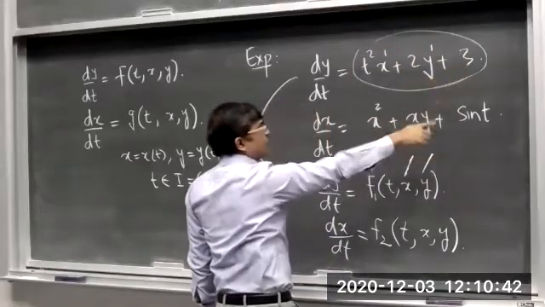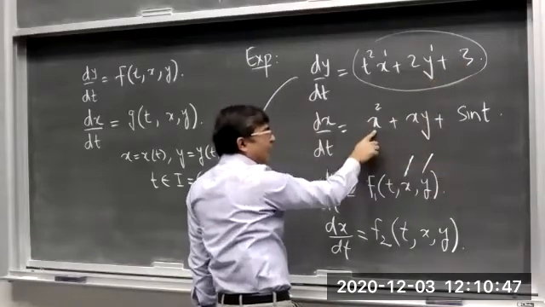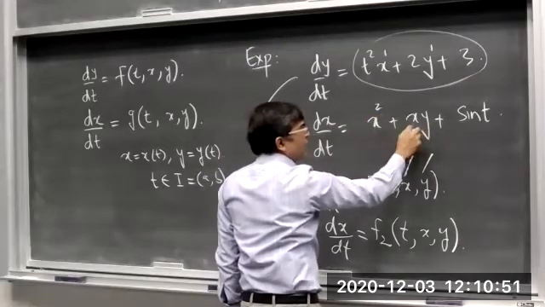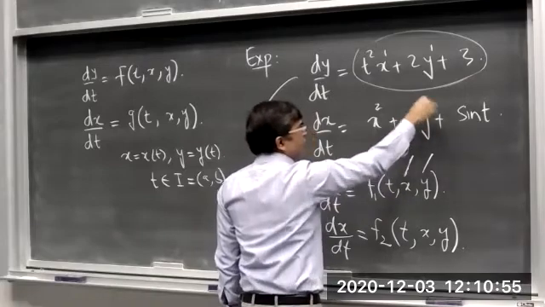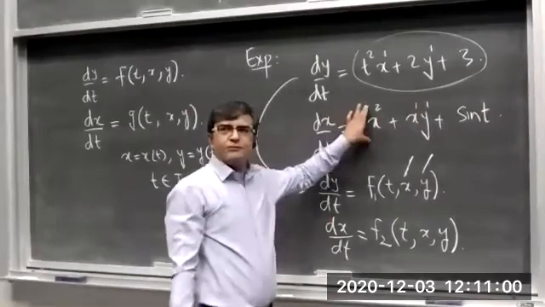But this function is non-linear in x and y as well, because x here has power 2, and here we have a product of two dependent variables, 1 and 1, so in total we have power 2 here. So this function is non-linear.